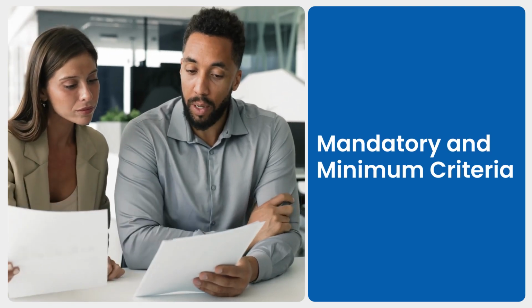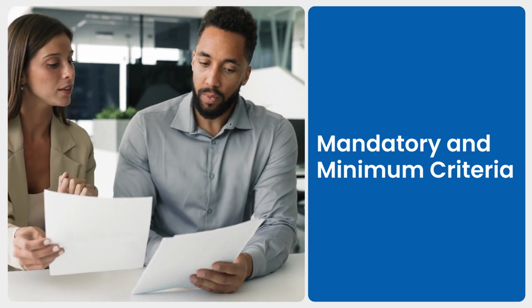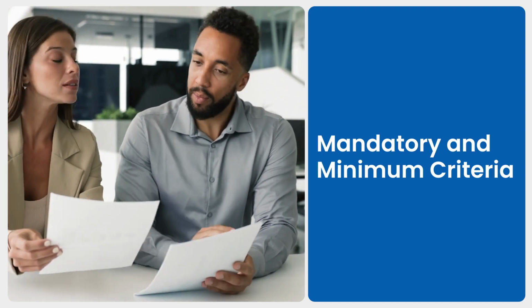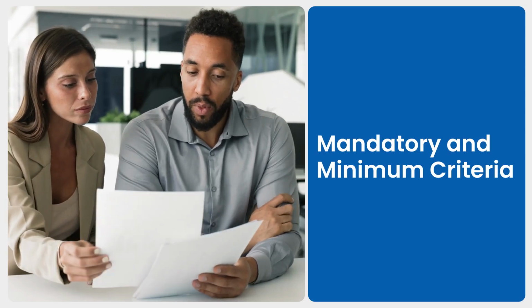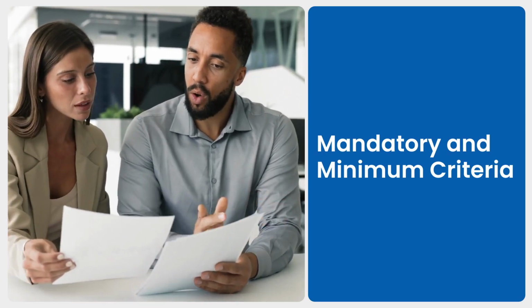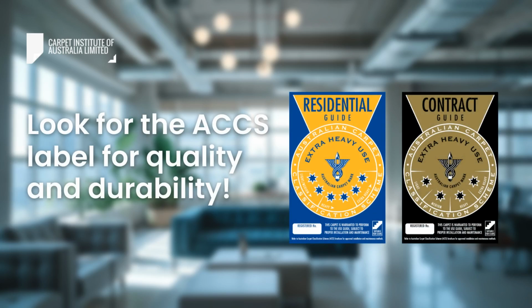Mandatory and minimum criteria. No carpet receives an ACCS classification unless it meets all mandatory and minimum requirements. This ensures every graded carpet upholds strict quality and durability standards. When choosing a carpet, look for the ACCS label. It guarantees your flooring has been tested for quality, durability, and performance.